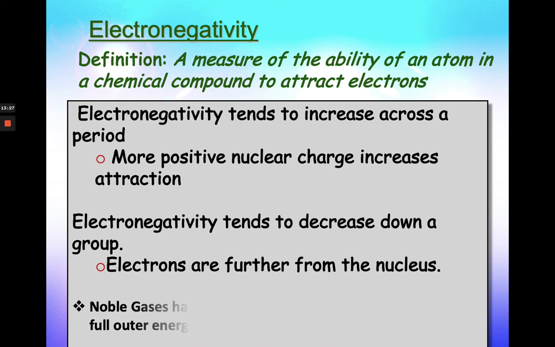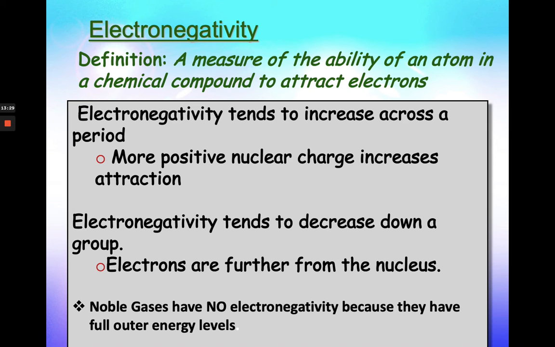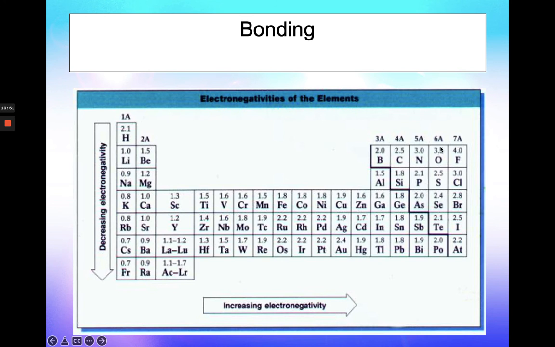Now there's one exception to this. Noble gases have no electronegativity because they have full outer energy levels. Remember, we're trying to attract electrons into a chemical compound, into our energy levels, and noble gases really don't have any room for extra electrons. So this trend is the same as ionization energy, except we exclude the noble gases, which means that the most electronegative element on the periodic table is fluorine.